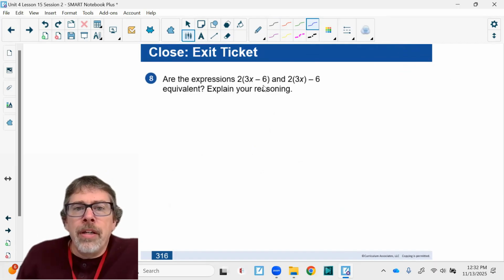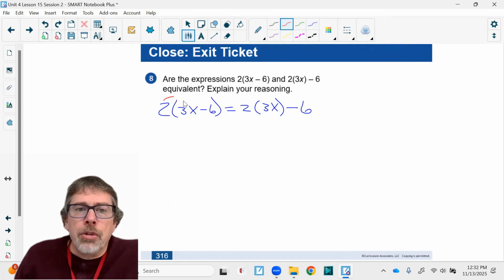Okay, here we go. Are these two expressions equivalent? So what do I do? I write 2 parentheses 3x minus 6 equals 2 times 3x, close the parentheses, minus 6 outside. Distributive property, positive times a positive is positive, 2 times 3x is 6x. Positive times a negative is negative, 2 times 6, 12, equals 2 times 3x is 6x.